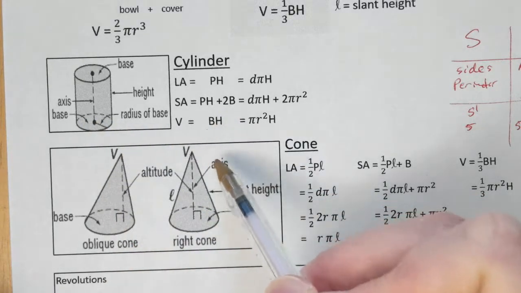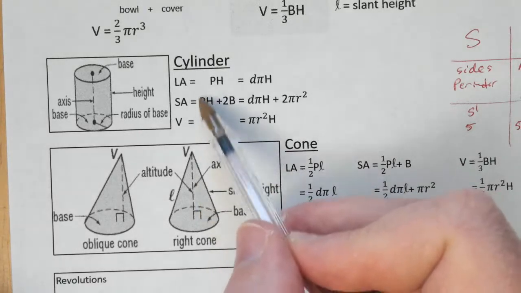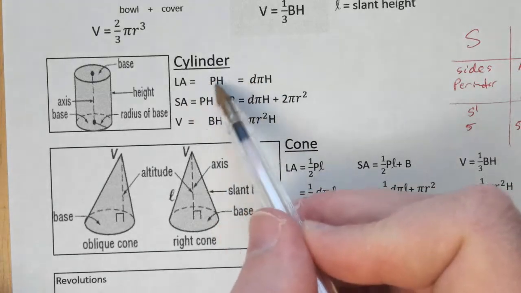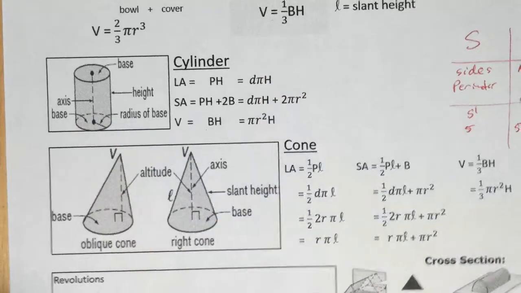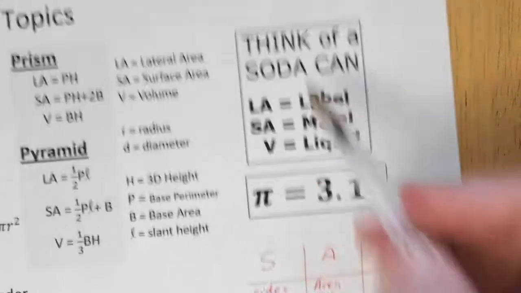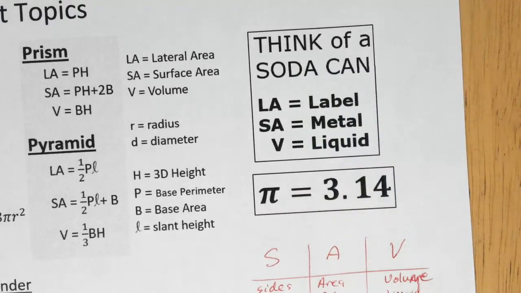Pi r squared. So what you want to do is always replace the capital B and sometimes the capital P as well. So perimeter of the base would be d pi because that's the perimeter of a circle. And same thing with cone. Those are those things.